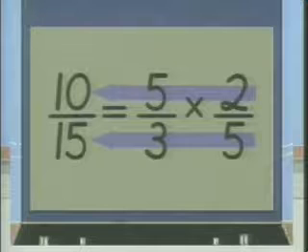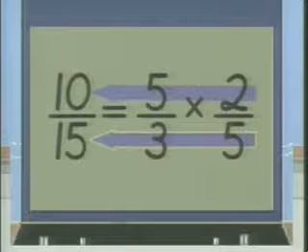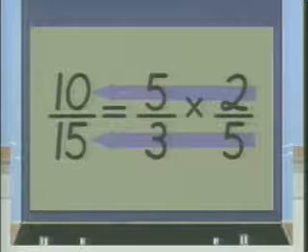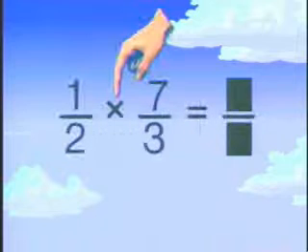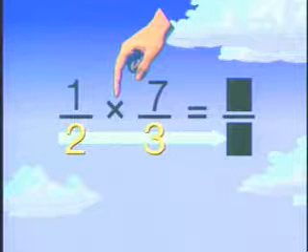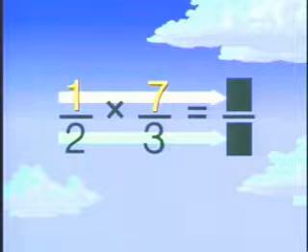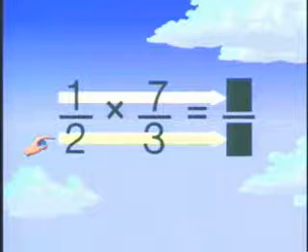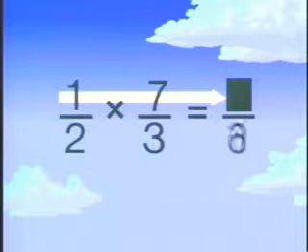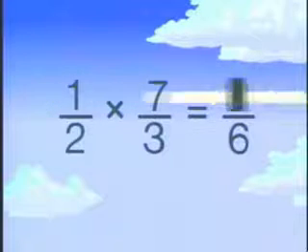Remember, multiply on the bottom and write that number on the bottom, then multiply on the top and write that number on the top. Last time you learned how to multiply fractions. You multiply across the bottom and write that number on the bottom. You multiply across the top and write that number on top. What do we get on the bottom when we multiply these fractions? Yes, 6. And what do we get on the top? Yes, 7.